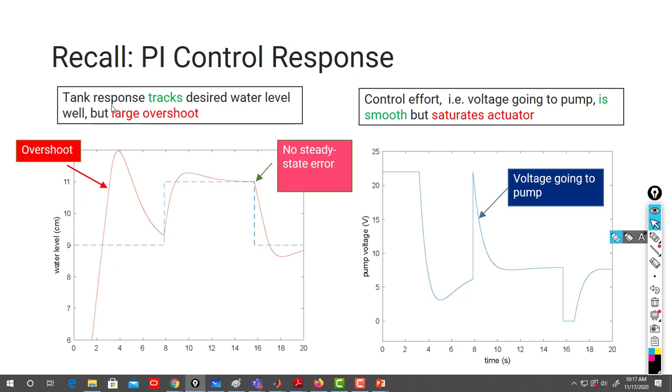So here it's not recalled, it is a PI control response. We saw it for the first time. The tank response tracks the desired water level. So you can, if you want, take out recall. The tank response tracks the desired water level well, but with a large overshoot. So it leads to some overshoot. So it leads to instability.